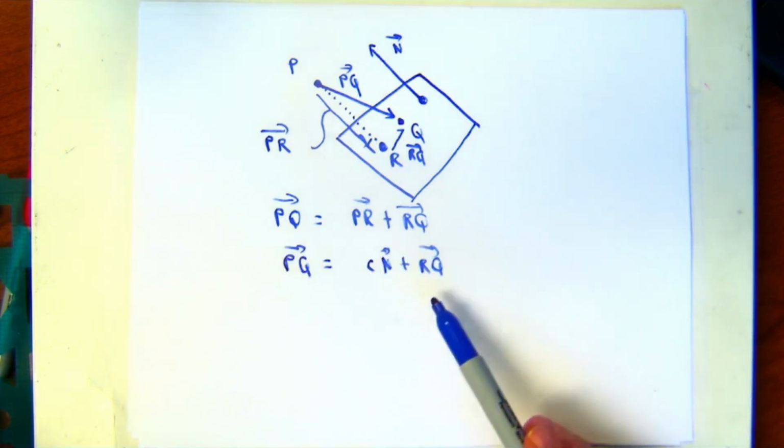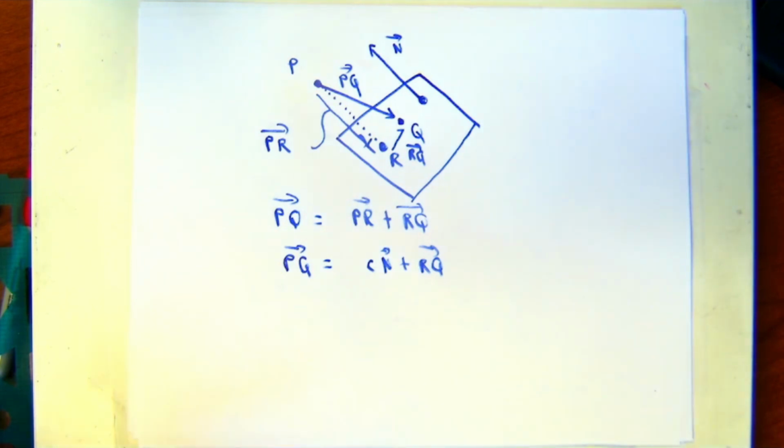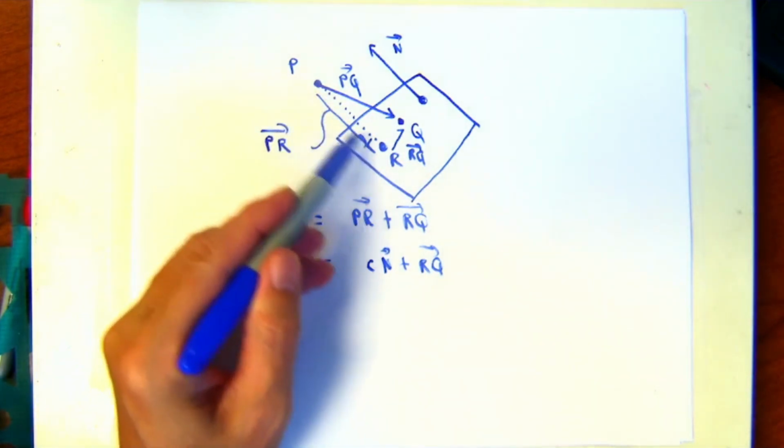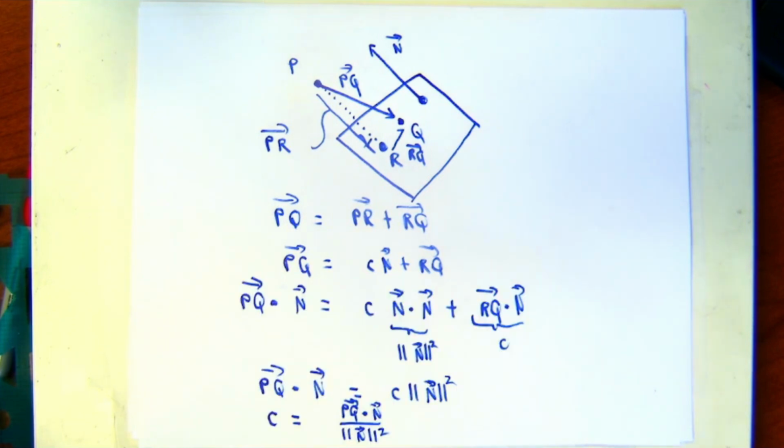If I could somehow get rid of this vector from R to Q and also simultaneously somehow figure out what the C is, then I would literally know the vector from P to R without ever finding out what the R is. This is kind of like a magic trick. This immediately tells me what C is. C is the dot product of the vector from P to Q with the normal vector divided by the square of the length of the normal vector.